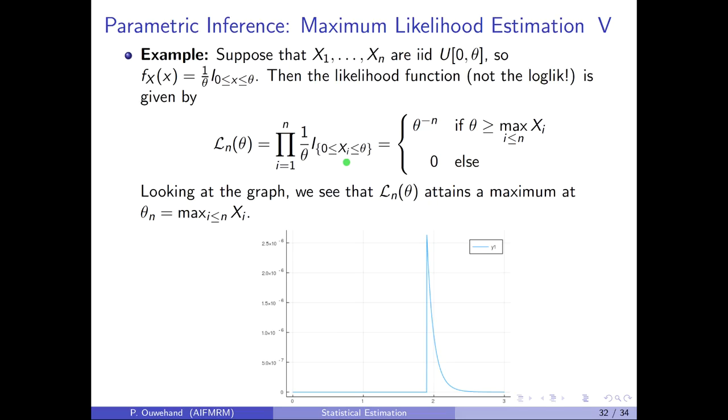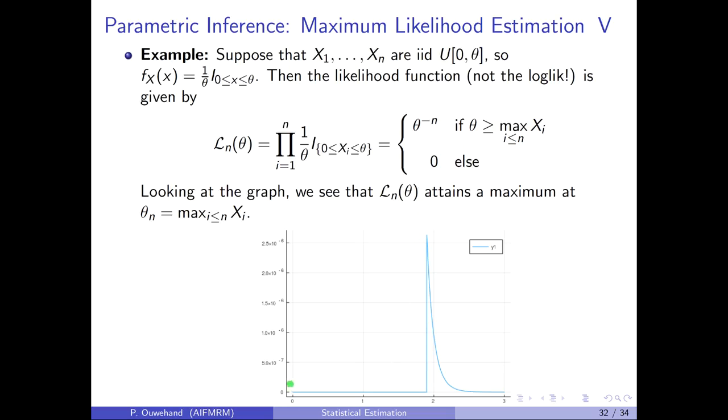Now, if any of these xi's lie above theta, we will get a 0 here, and therefore the likelihood will be 0. Hence we will only get non-zero values if theta lies above each of the xi's, in other words if theta is greater than the maximum of the xi's. If theta is greater than the maximum of the xi's, we have the product of 1 over theta n times. And hence the likelihood function is simply equal to theta to the minus n for theta greater than the maximum of the xi's, and 0 elsewhere.